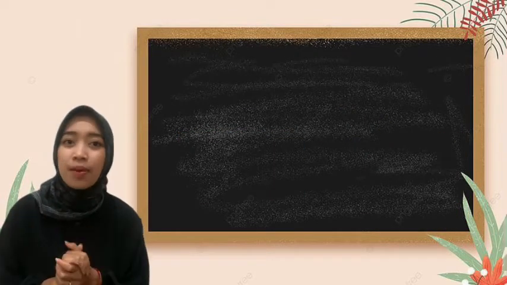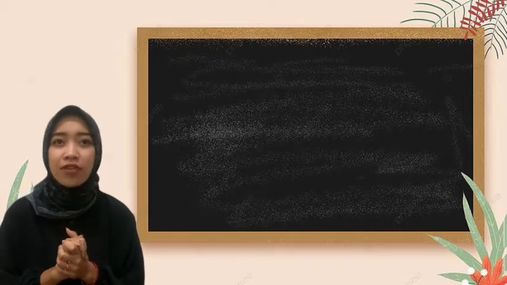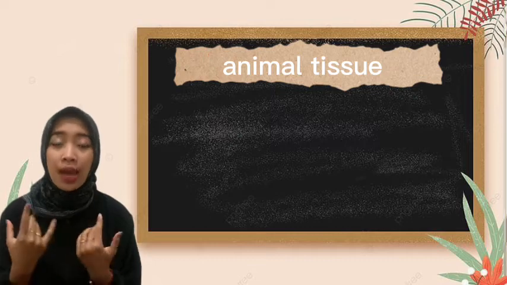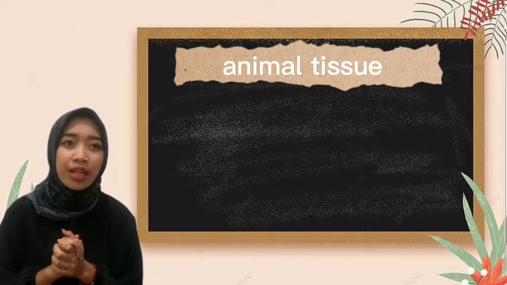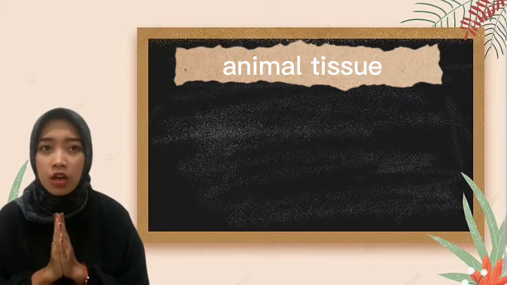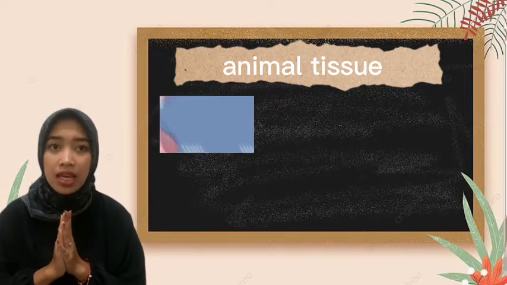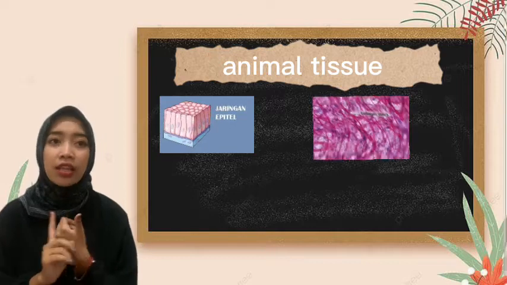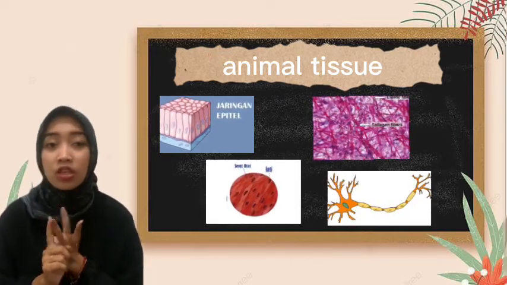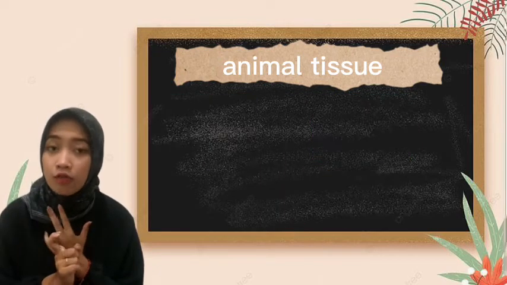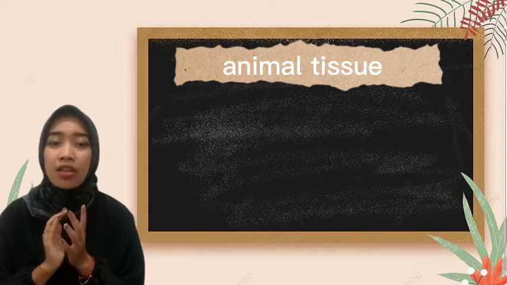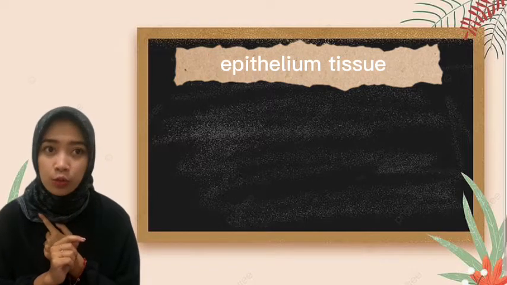Hi class, before we discuss in groups, I will explain a little information about animal tissue, epithelium tissue. Does anyone know what animal tissue is? Let's discuss together. Animal tissue is commonly divided into number 1, epithelium tissue, number 2, connective tissue, number 3, muscle tissue, and nervous tissue. Let's discuss their meaning. The first is epithelium tissue.